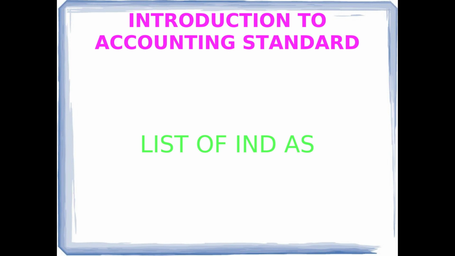Ind AS 1, IAS 1, Presentation of Financial Statements, AS 1, Disclosure of Accounting Policies. 2, IAS 2, Inventories, AS 2, Valuation of Inventories. 7, IAS 7, Statement of Cash Flows, AS 3, Cash Flow Statements. 8, IAS 8, Accounting Policies, Changes in Accounting Estimates and Errors, AS 5, Net Profit or Loss for the Period, Prior Period Items and Changes in Accounting Policies. 10, IAS 10, Events after the Reporting Period, AS 4, Contingencies and Events Occurring after the Balance Sheet date.